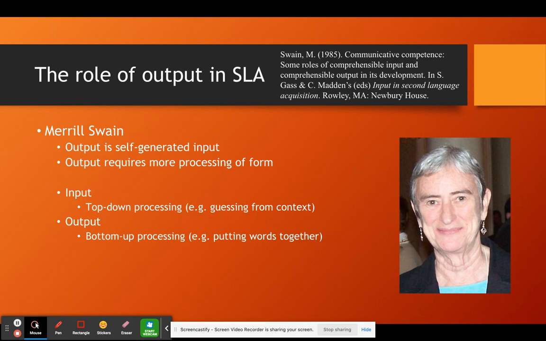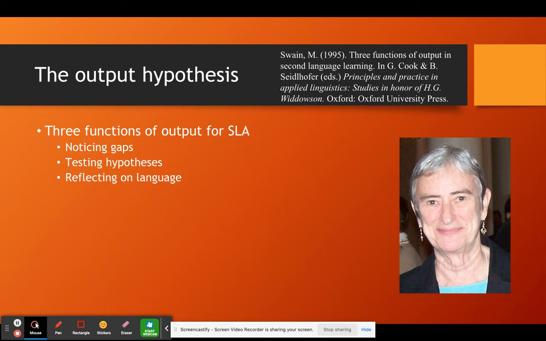So Swain hypothesized that actually having to form sentences instead of just comprehend them forced the learner to process the language more deeply. A learner could fake it with input, but not with output. Swain eventually departed from Krashen's theories in a number of ways to create what's called the output hypothesis. The output hypothesis states that production serves three important functions for language learners.